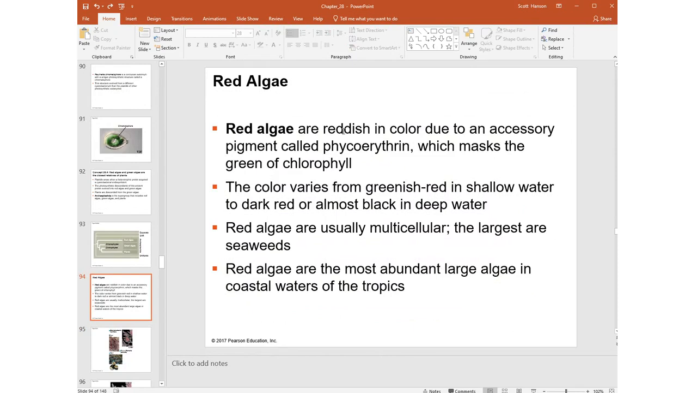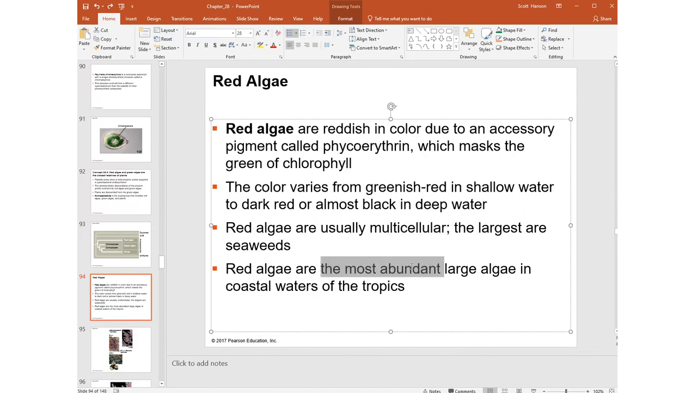So the red algae, they have a reddish color because of an accessory pigment called phycoerythrin that masks the green chlorophyll. So it does have green chlorophyll, but it has a lot more of the red phycoerythrin, so that it looks red. The color can vary somewhat. They're usually multicellular, and they could be the largest seaweeds in some areas. They are the most abundant large algae along the coasts.